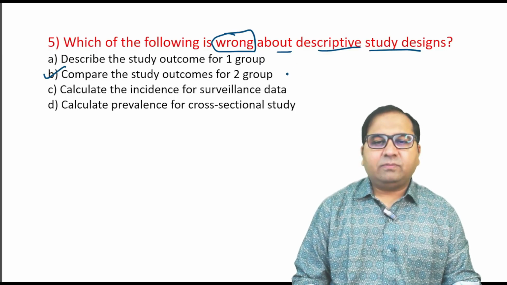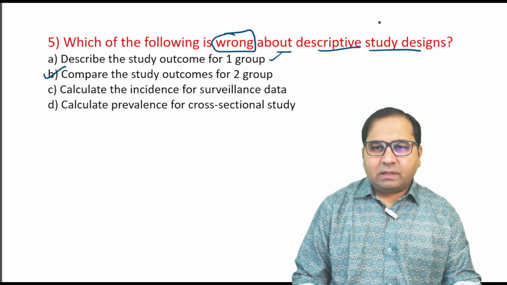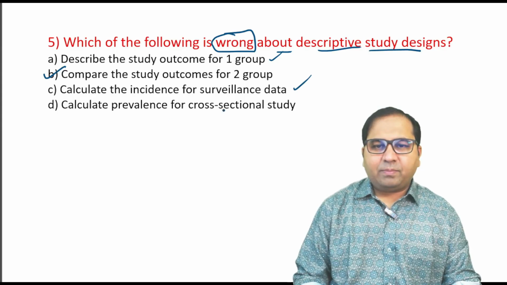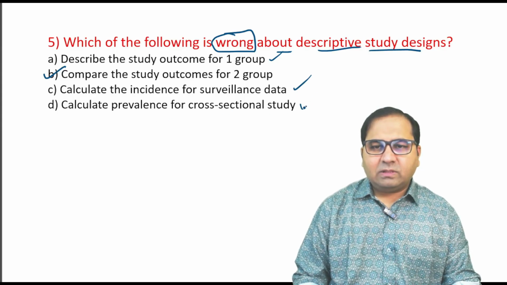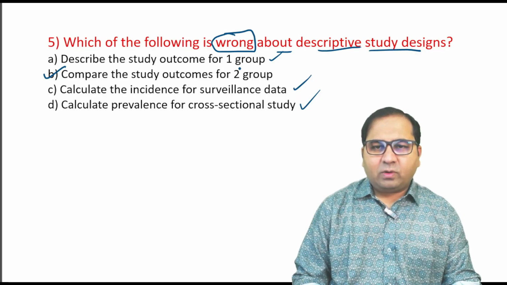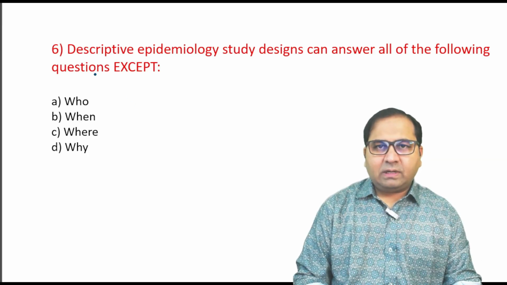Let us see the options which are correct. Describe the study outcome for one group is correct regarding the descriptive study designs. The third option, calculate the incidence for surveillance data, is also correct, and calculate the prevalence for cross-sectional study is also a correct statement. But comparing the study outcomes for two groups is a wrong statement about the descriptive study designs. Please remember this. Let us see the next question.